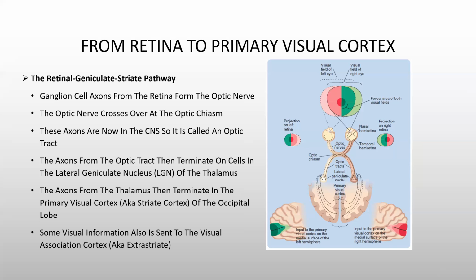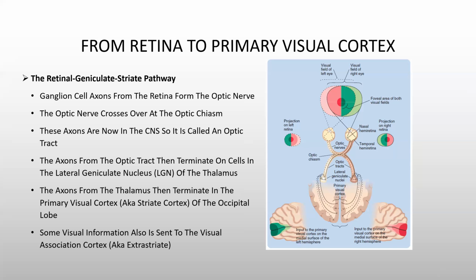The axons from the optic tract then terminate on cells in the lateral geniculate nucleus, which is in the thalamus. Remember, the thalamus is the switching station. So it's saying, wait a minute here, this is visual information. I need to send this visual information to a particular area of the cortex. And what is that particular area? Well, that is the primary visual cortex in the occipital lobe. The primary visual cortex is also called the striate cortex. And then some visual information is also sent to visual association cortex, which is also known as the extrastriate.